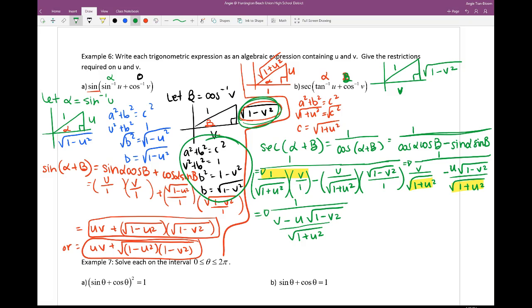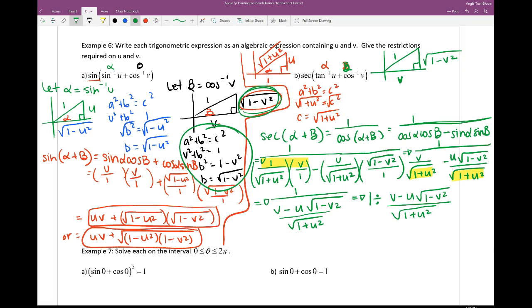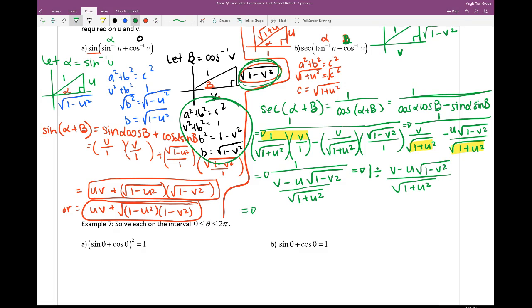Okay, so 1 divided by anything, it's really like this. 1 divided by, all right, v minus u times the square root of 1 minus v squared, all over the square root of 1 plus u squared. I can multiply by its reciprocal, so here we go. If I multiply by its reciprocal, 1 times this is now just that, okay? So v minus u times the square root of 1 minus v squared.